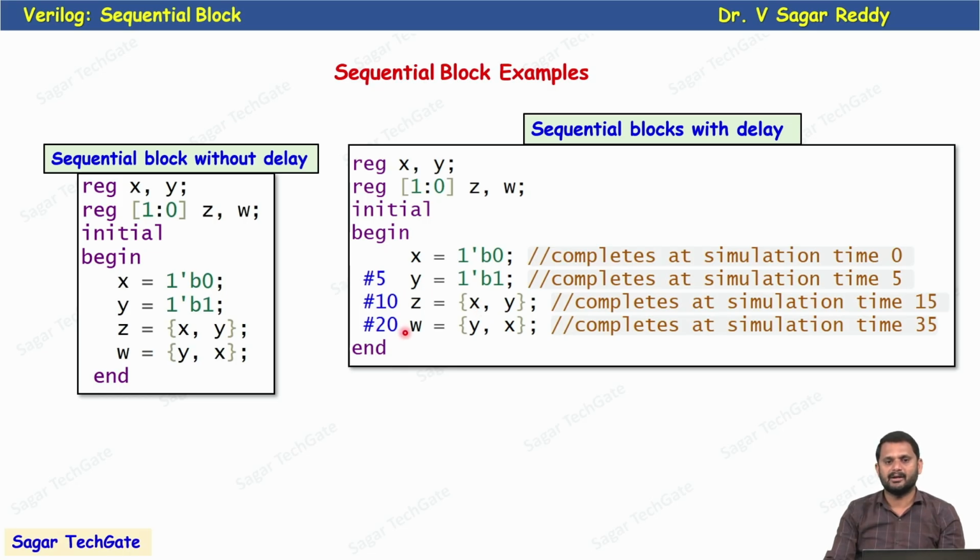Now coming to this statement, here #20, w is equal to {y, x}. This statement completes at simulation time 35 because till now we required 15, and 15 plus 20 is 35. So relatively we are adding up to the right. See, this 10 is added to this 5, and this 5, 10, 20 are added to this statement.